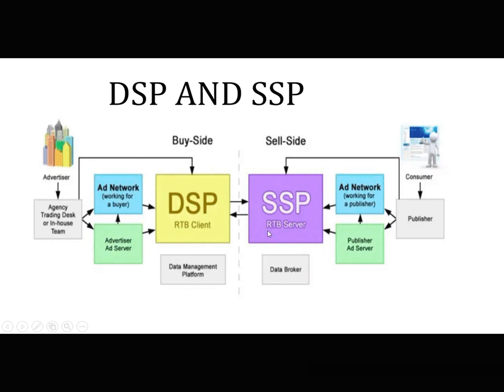RTB server. Then SSP gets connected with DSP, and the RTB server connects with the RTB client. Then DSP gets connected with the ad network, then the advertiser side ad server. Ad network is connected with the agency trading desk, in-house line item, and then agency trading desk is connected with an advertiser.